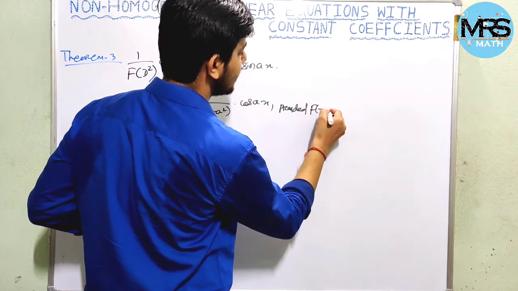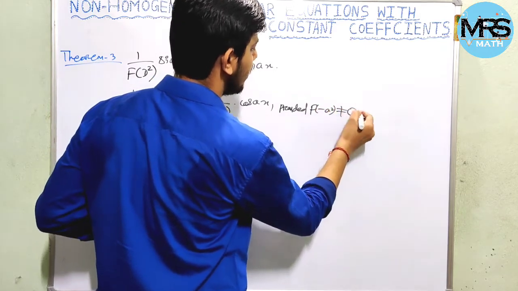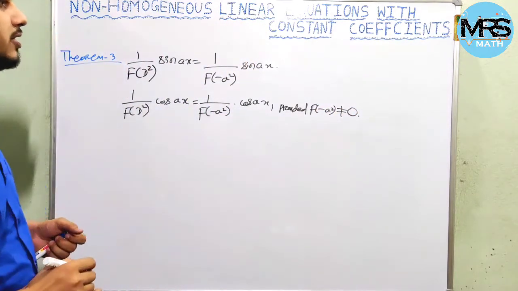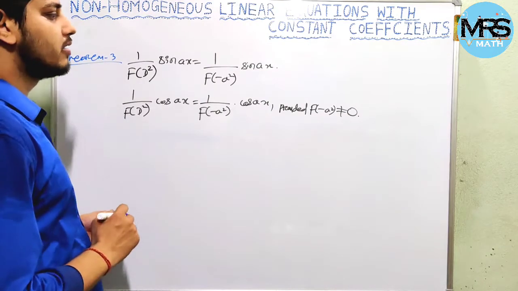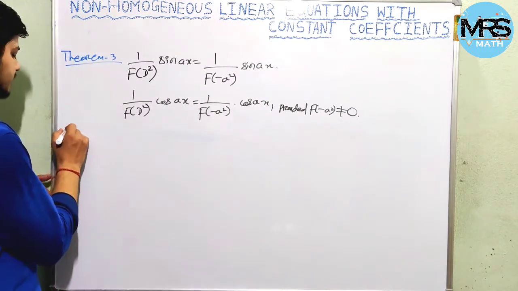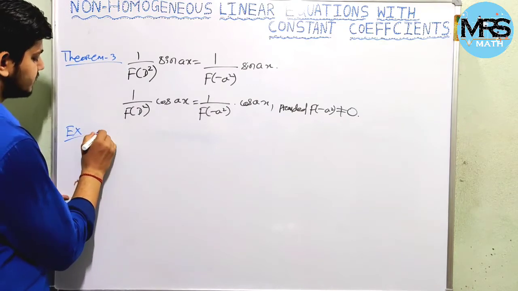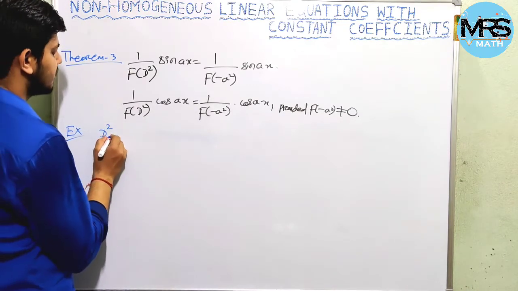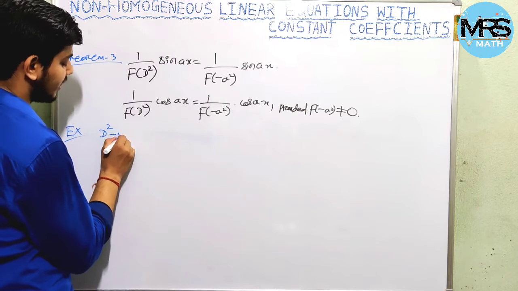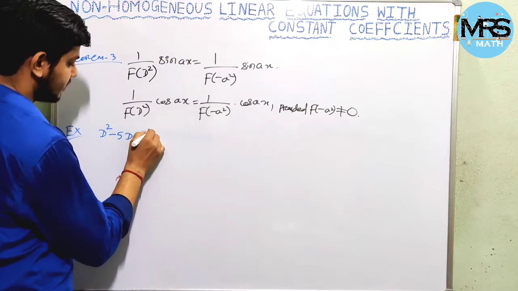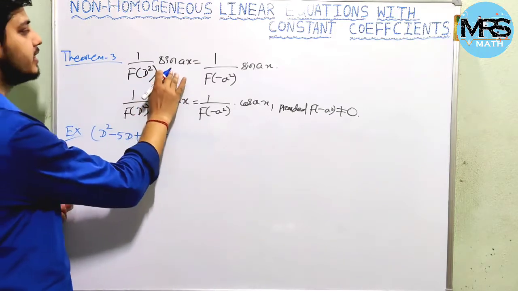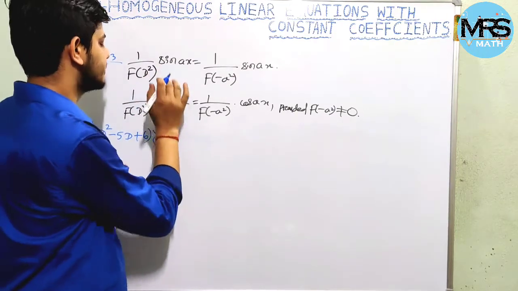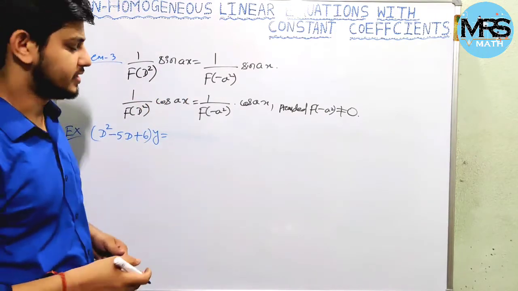f of minus a square must not be equal to 0, otherwise it will not work, okay? Now, to verify this theorem, we can take one example and see. If we take an arbitrary example, that is (D square minus 5D plus 6) y is equal to a right hand side, that should be in the form of sin ax or cos ax, right?